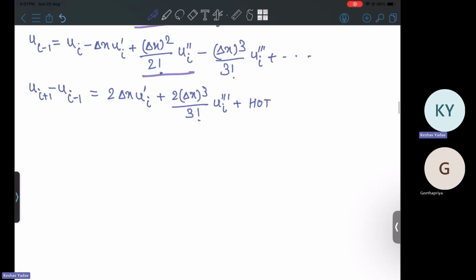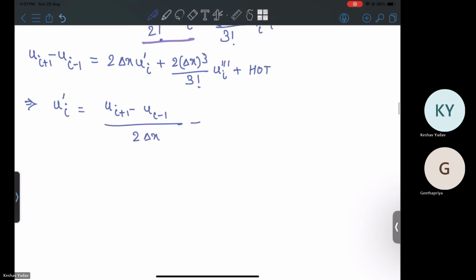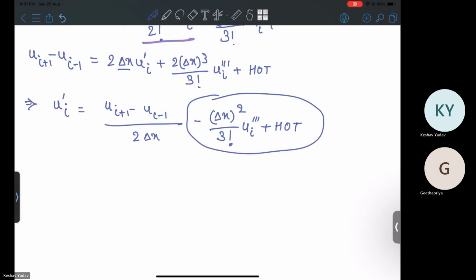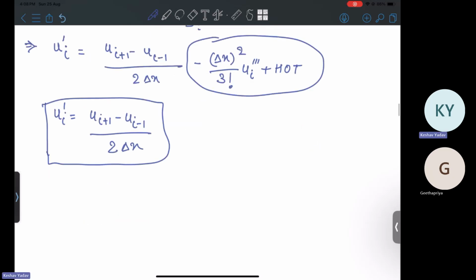Now from here, if I find u_i prime, this will be equal to u(i+1) minus u(i-1) upon 2 delta x, and the 2 is gone, minus delta x square upon 3 factorial u_i triple prime plus higher order terms, if I divide the equation by delta x. So this is what I will truncate. So I will get u prime at i equal to u(i+1) minus u(i-1) divided by 2 delta x. This is my central difference formula for the derivative.